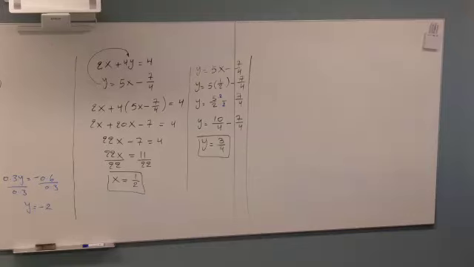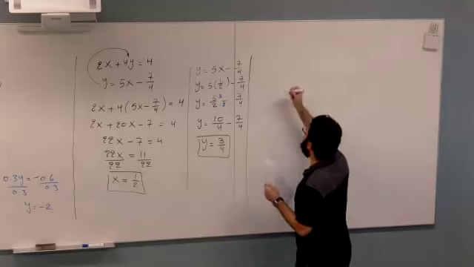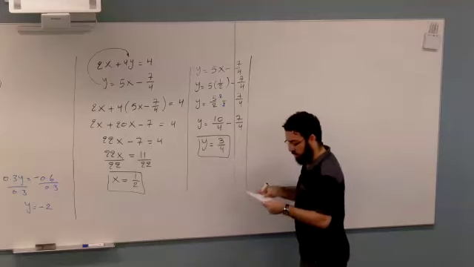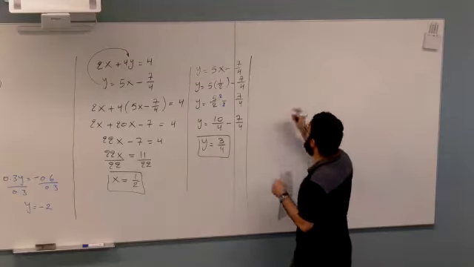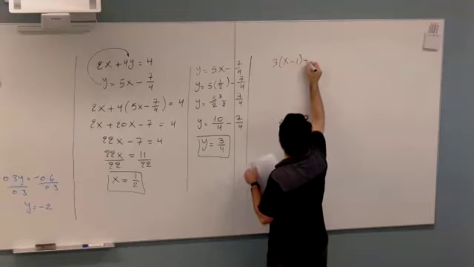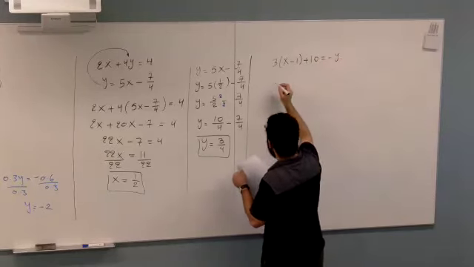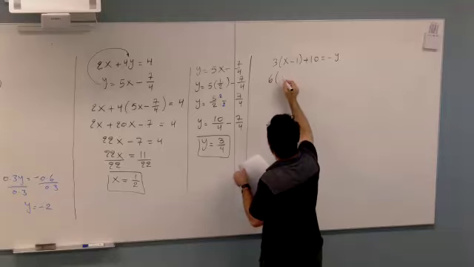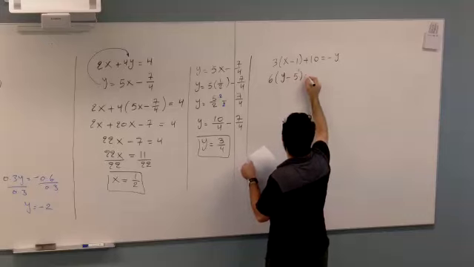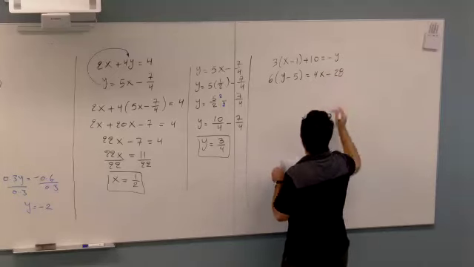Next one. Number 7. We have this system. We have 3x minus 1 plus 10 equals negative y. And we have 6y minus, that's a good one, equal 4x minus 28.